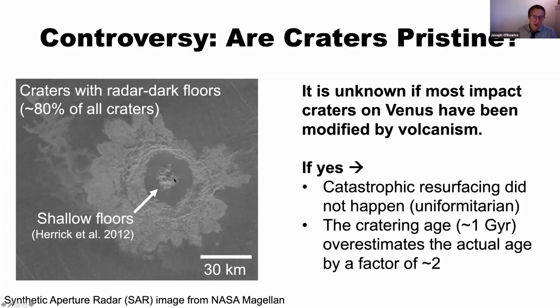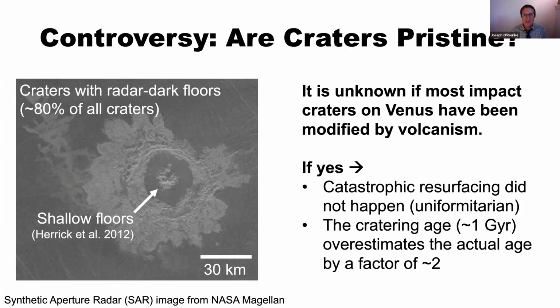So about 80% of all craters have radar dark floors. You could interpret this as a crater where there's been a volcanic flow that has either erupted from the floor or has breached the rim at length scales that you can't see on the radar images, which have a pixel scale of about 125 meters, and they could be partially filled. And so it's unknown if these radar dark floors indicate volcanic modification.